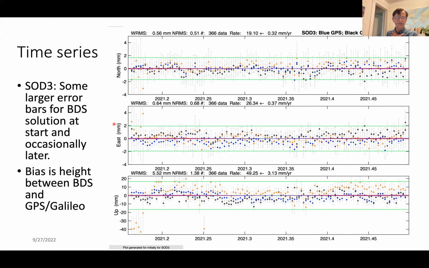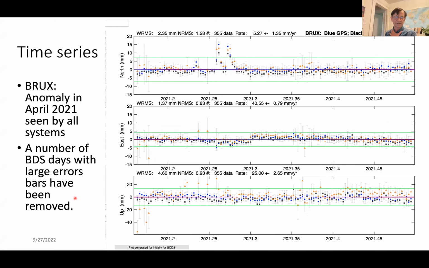This just gives you a sense. This is actually one of the better stations, but this is SOD3, which is in Northern Europe. And again, blue here is the GPS coordinates. Black is the Galileo, and then the brown ones are the BDS solutions. We see some issues when we start. Again, I think we're still looking at some of the data quality issues here. And there does seem to be a little bias between BDS in the height and the Galileo systems. And again, given the phase center models, that's not unexpected.